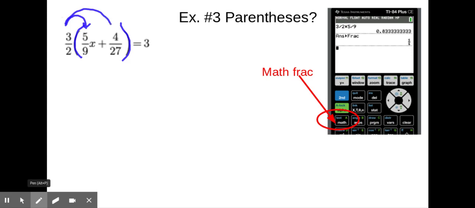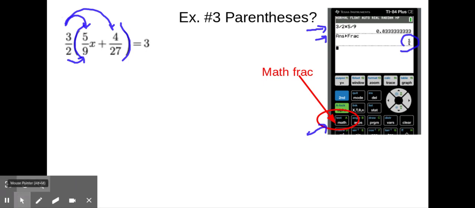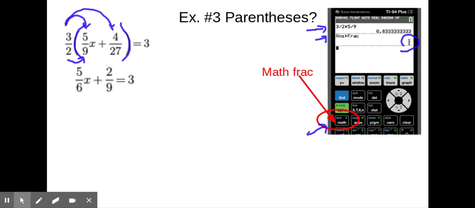And if you use the math frac feature on your calculator, so you would type in 3 over 2 times 5 over 9 on your calculator, you get this repeating decimal, 0.83 repeating. But if you go to this math button, you'll come to a menu called Math Frac. It's the first option. If you hit enter, it'll ask you if you want your answer as a fraction. Hit enter again, and there it is, 5 over 6. Do the same thing with 4 over 27, and now you'll have 2 nice clean fractions.